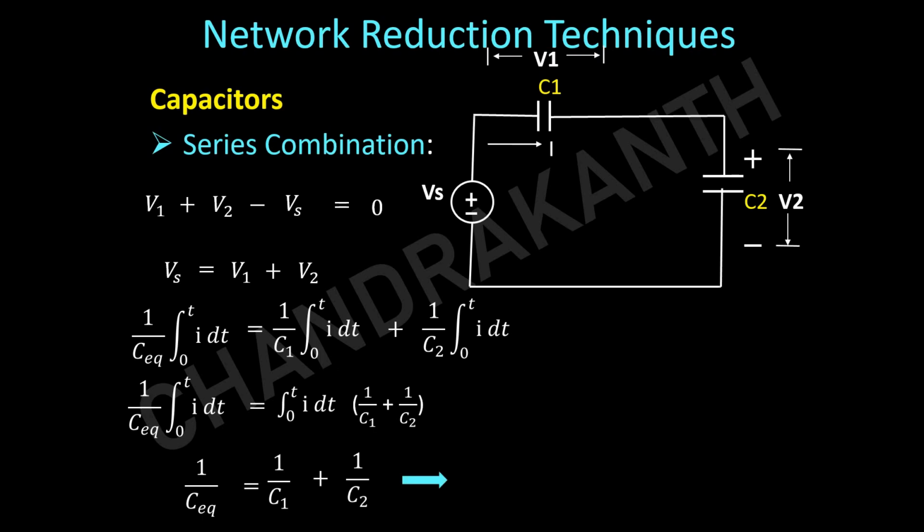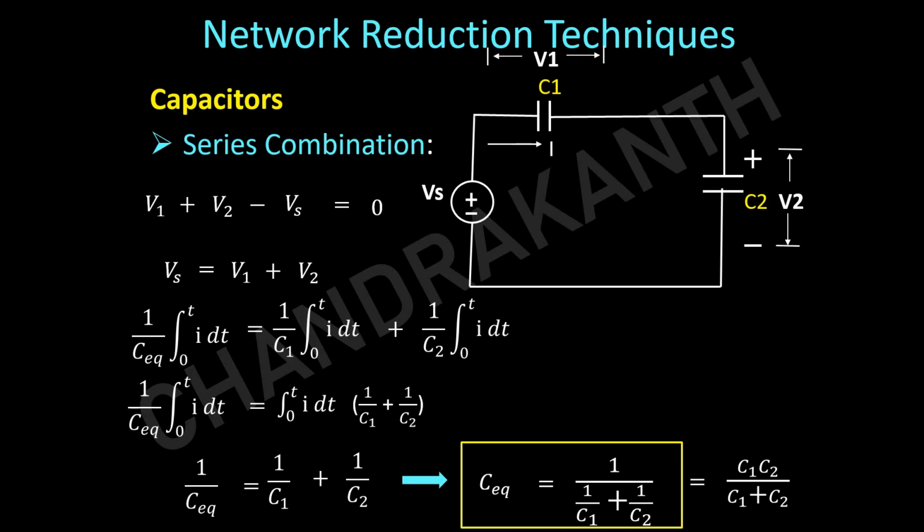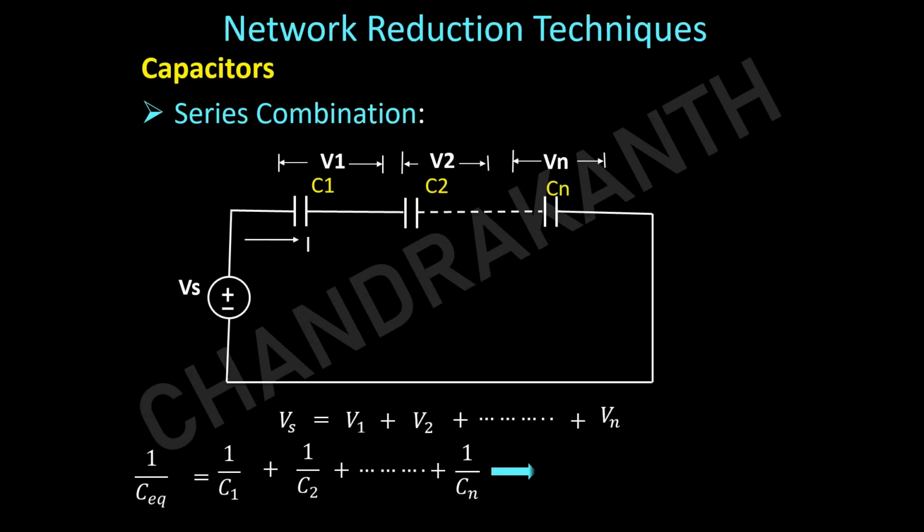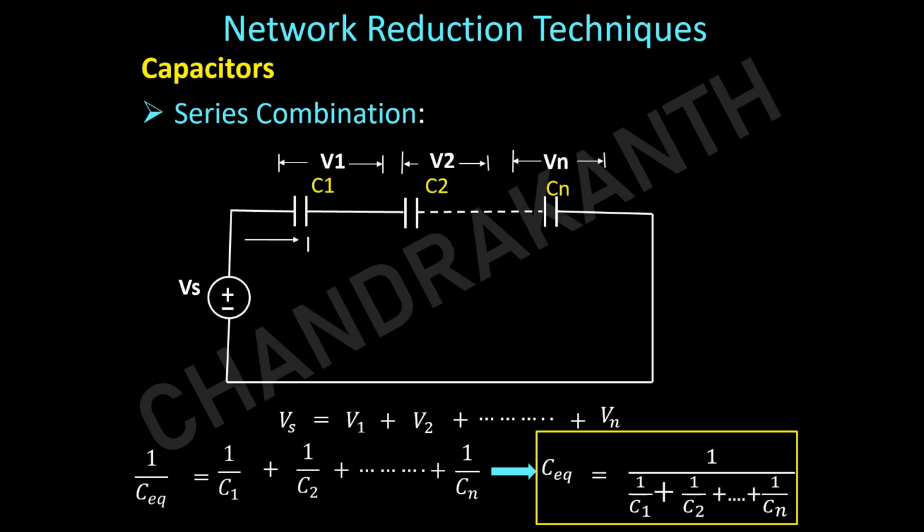So this will be written as C equivalent equal to 1 divided by 1 by C1 plus 1 by C2. So this is just opposite to R and L. Whatever we got for the parallel combination for R and L, we got that expression for the series combination for capacitors. Now for n capacitors connected in series, you will have this formula. In a similar way, you can try for the derivation.